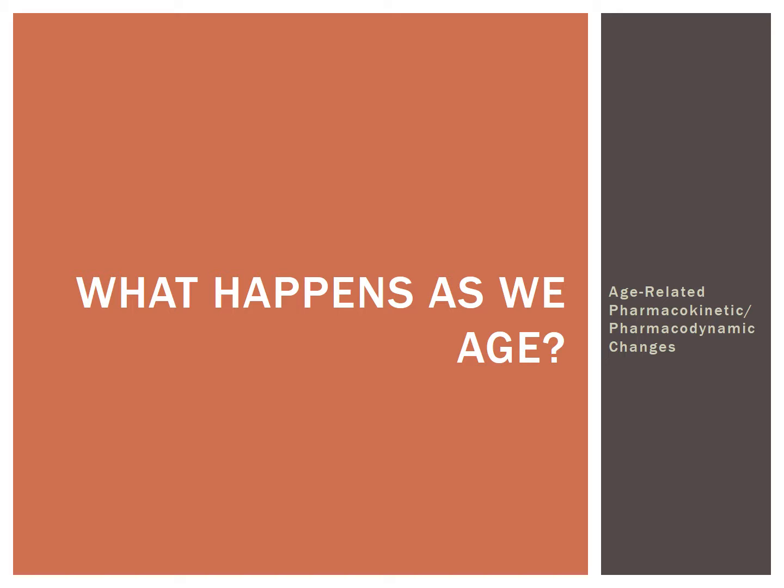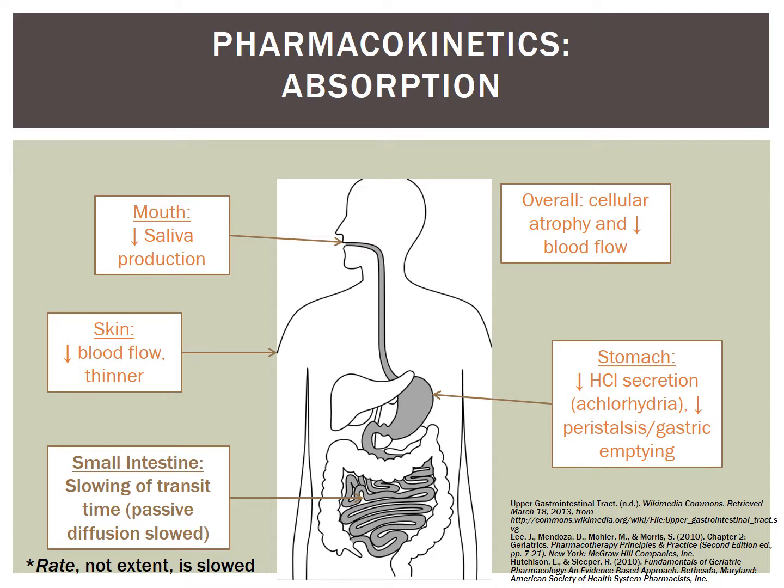Next, we'll discuss some of the pharmacokinetic and pharmacodynamic changes that can occur in an older adult. For pharmacokinetics, we'll discuss the differences in absorption, distribution, metabolism, and elimination. Typically, the changes in absorption are not statistically significant. However, they are important to be aware of as we prescribe or recommend or monitor medications in the older adult.